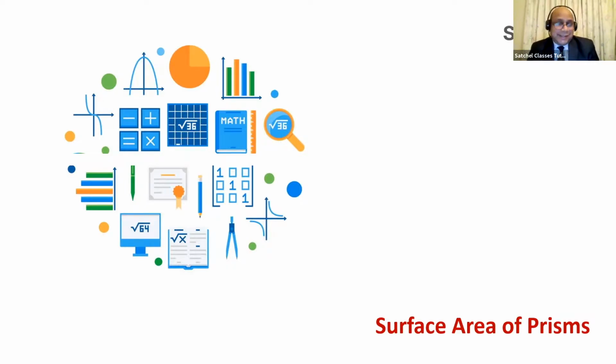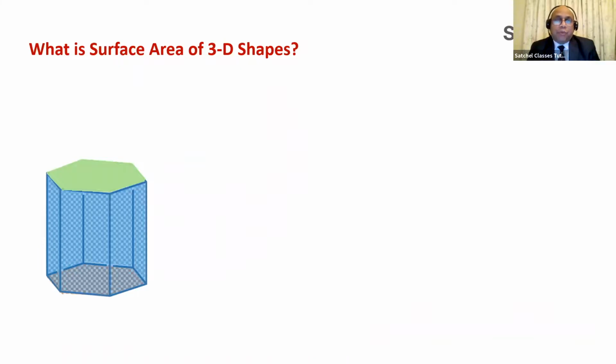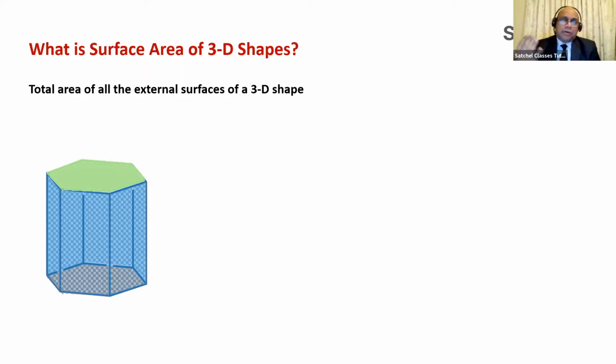Let's get started then. First, what do we understand by surface area of a 3D shape? Simple, it's the total area of all the external surfaces of a 3D shape. So if you look at all the external surfaces of any 3D shape and add up all the areas, that's the surface area.